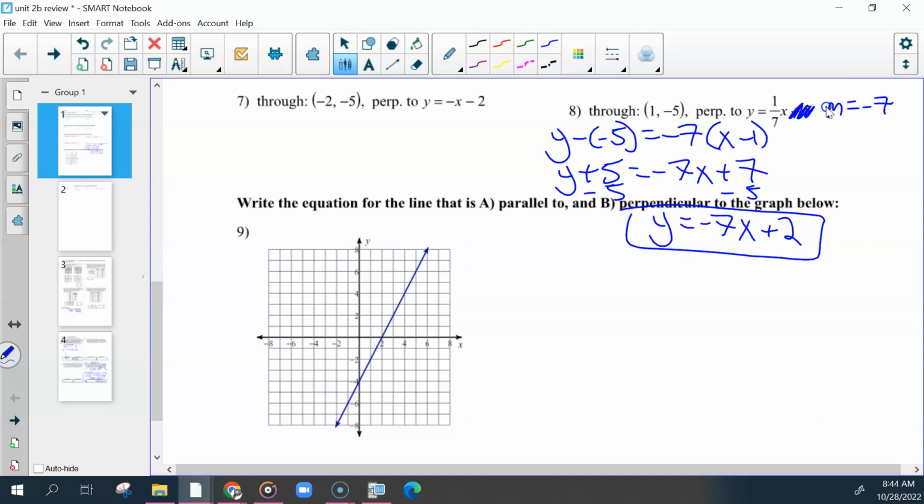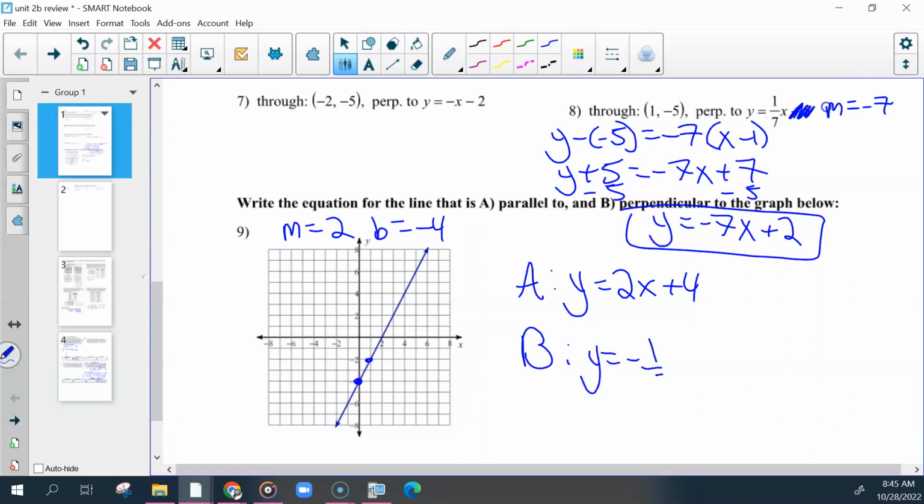And then for 9, find your original slope and y-intercept. Your A has to be parallel to this, so that would be y equals 2x. Pick a different y-intercept. It can be the opposite, or a different number. They just can't be the same. And then for B, they have to be perpendicular. So take this, flip it, make it negative, and then pick whatever y-intercept you want. And then you said 5.